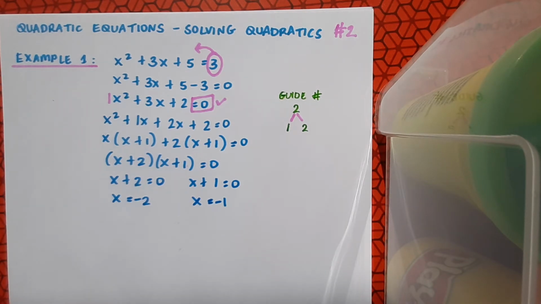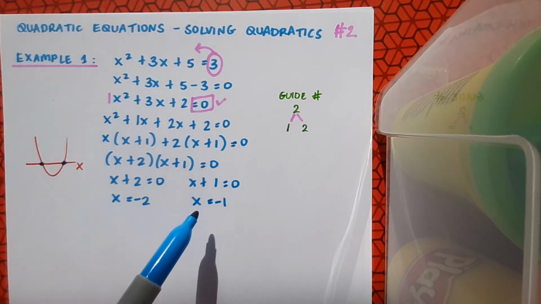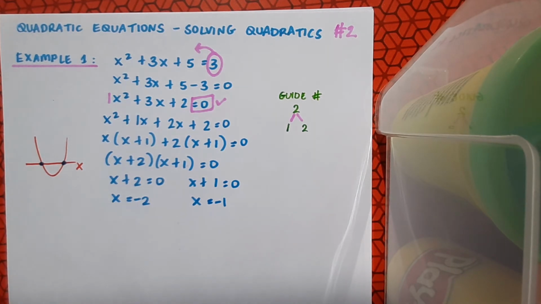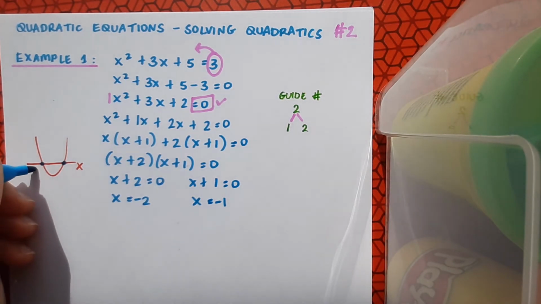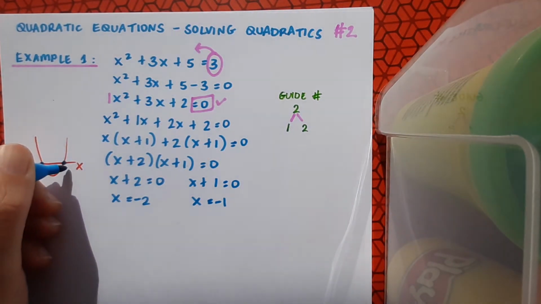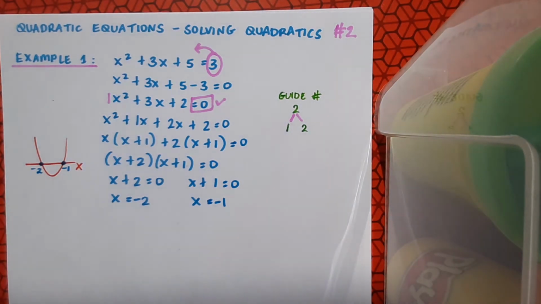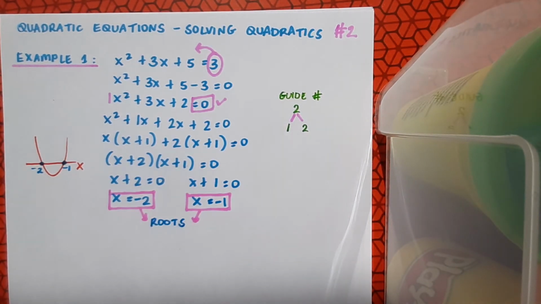Again, let's just have a think about the visuals of this. I've got my parabola, I have my x-axis. I know there's 2 points where the parabola goes through the x-axis because I've got 2 solutions here. Which one's going to go where, do you think? Minus 2 is further to the left on the number line, so minus 2 goes in further to the left, and minus 1 goes further to the right. So these are the roots of the quadratic.